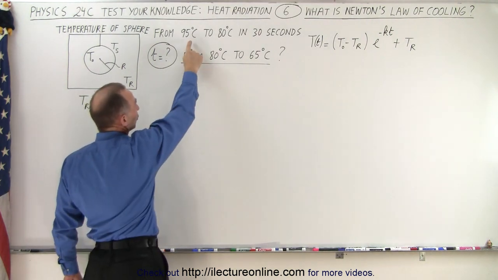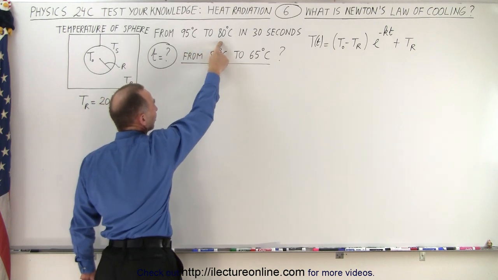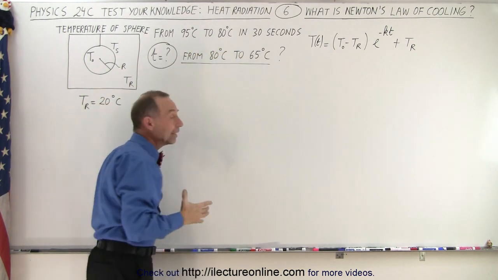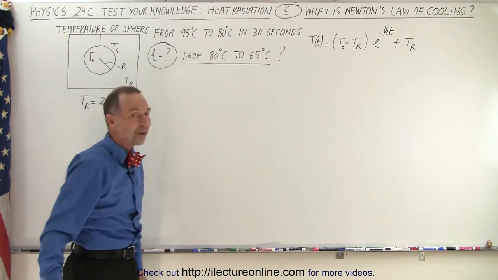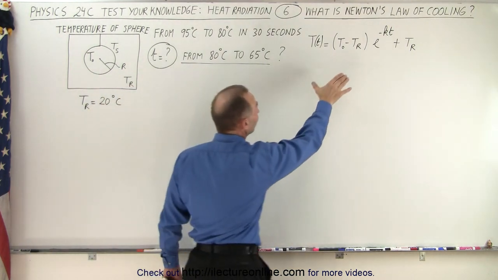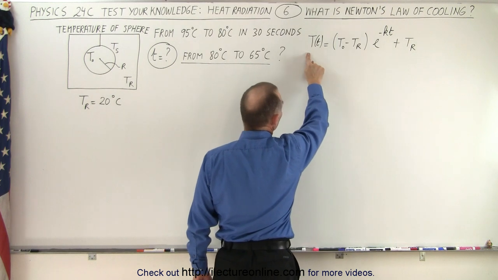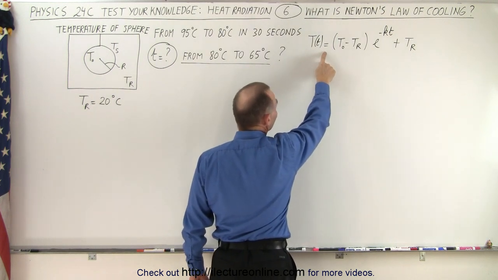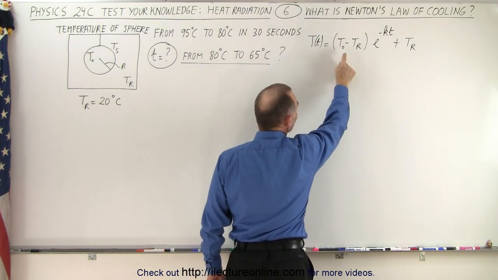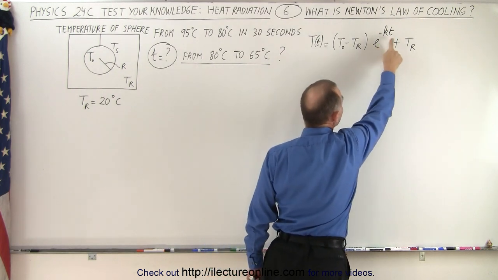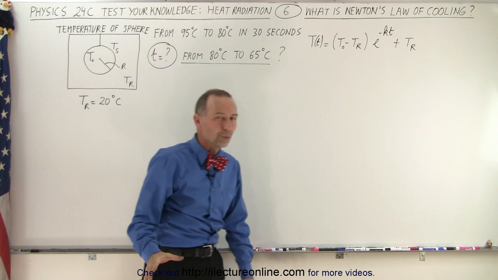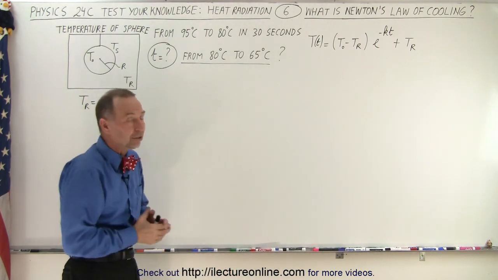Let's say the sphere cools down from 95 down to 80 degrees Celsius in 30 seconds. Then how long will it take for the sphere to cool down from 80 down to 65? The equation representing Newton's law of cooling is that the temperature as a function of t is equal to the difference between the initial temperature and the room temperature times e to the minus kt, plus the temperature of the room, k of course being the cooldown constant.